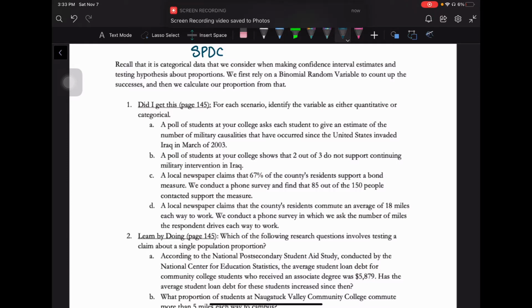Recall that we need to be dealing with categorical data when we're talking about confidence interval estimates. So we have to determine first whether we're dealing with categorical versus quantitative in order to be able to use proportions. If it's quantitative, you want to use means. So a poll of students asks each student to give an estimate, the number of casualties. That's a number, would be an average. That is quantitative.